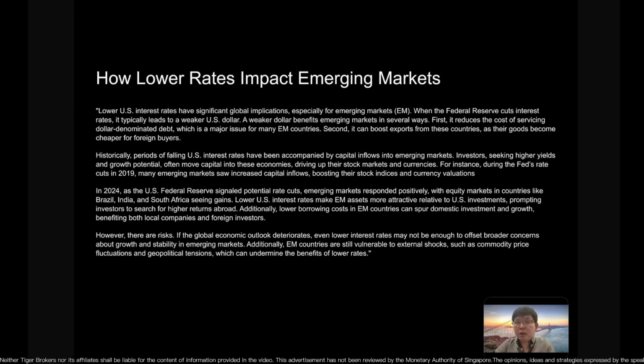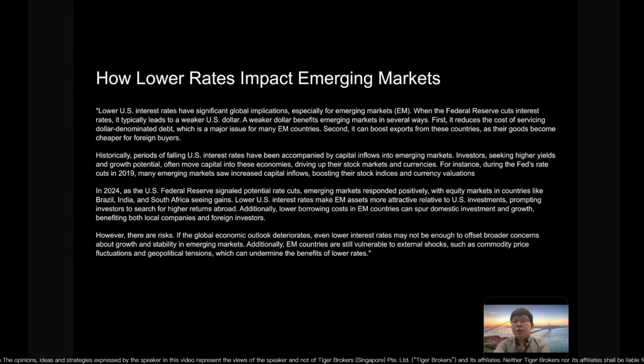Okay, so historically, a falling US interest rate has brought capital inflows to emerging markets. So sometimes the emerging markets might be better. In 2019, emerging markets saw a lot of inflows. In 2024, when the Federal Reserve signaled the rate cuts, countries like Brazil and South Africa all saw potential gains. There is also lower cost for emerging markets borrowing from their main countries.